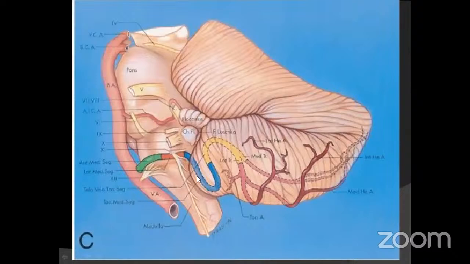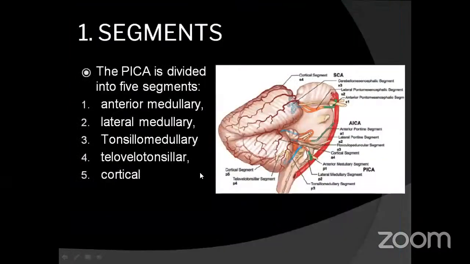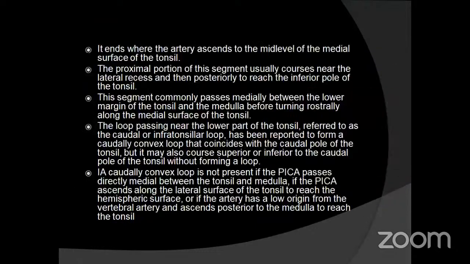This loop, this blue part, as you can see here, is the course of the PICA, which is basically how the PICA is turning caudally or making a loop around the tonsil. So this loop is known as a caudal loop, and it's also known as the infratonsillar loop of PICA. It has been reported to form a caudally convex loop that coincides with the caudal pole of the tonsil, but it may also course superior or inferior to the caudal pole of the tonsil without forming a loop.